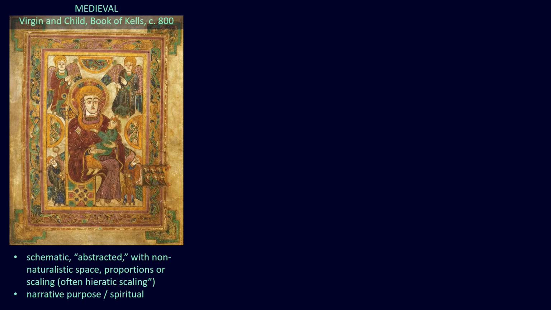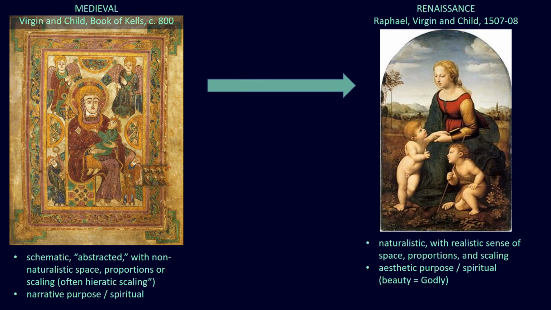A 2D medieval work might look like this: schematic, abstracted, with non-naturalistic space, proportions, or scaling. Its purpose is narrative, that's to say, to tell a story, and this story is primarily spiritual, i.e., the stories of Christianity. The Renaissance returned to a realistic sense of space, proportion, scaling, and atmosphere. Although the purpose was still narrative, this aim is almost usurped by an aesthetic goal. That's to say, with making the most beautiful image possible. But this aim could still be considered spiritual, as beauty was considered godly.